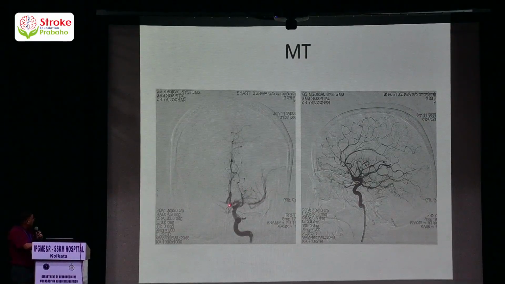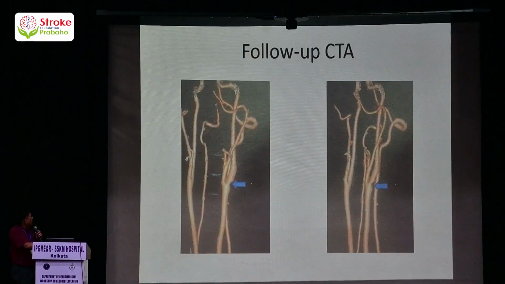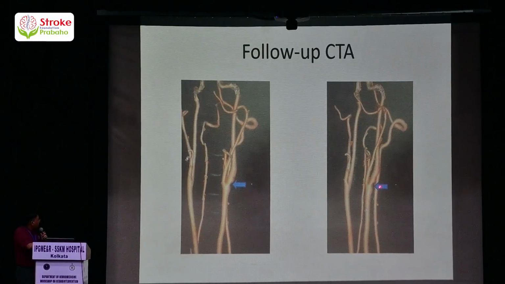TICI 3 reperfusion was achieved. This is the follow-up CT angio in the same patient because we could not find any risk factor. We have done the 3D CT angio and we can find the shelf-like projection. So possibly it was a carotid web, and ultimately carotid stenting was done in this same female.